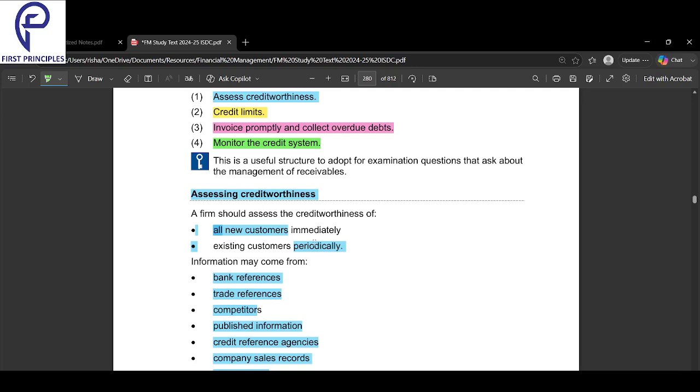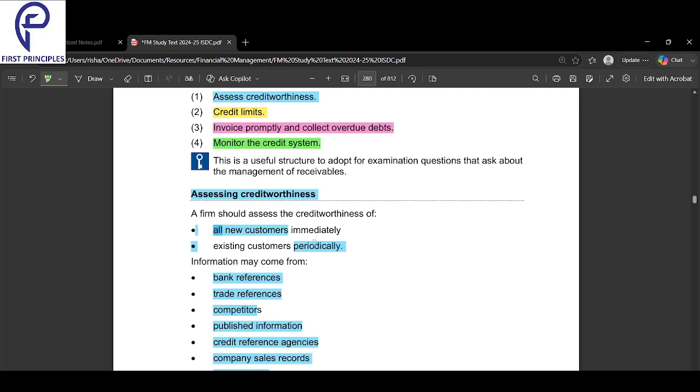Credit worthiness and credit limits in a generic way. Yes, so credit worthiness, we have to assess the customers. If they are new customers, we have to run a test on them. Or if they are existing customers, we can review their credit worthiness periodically. So information will come through bank reference, trade reference, competitors, published information, credit scoring, etc.